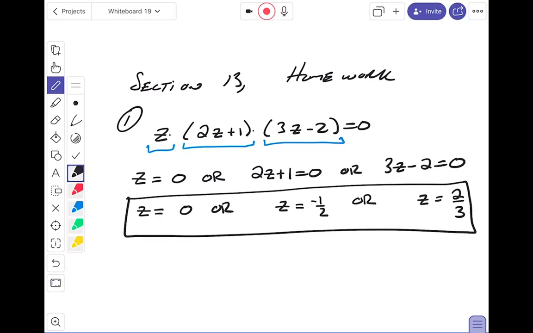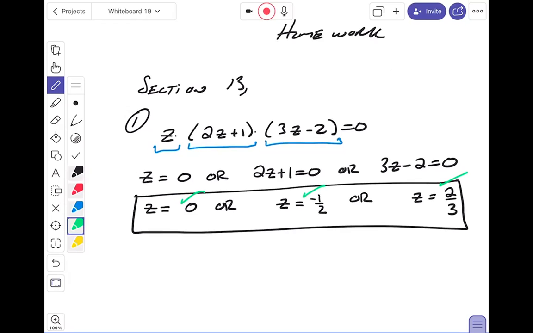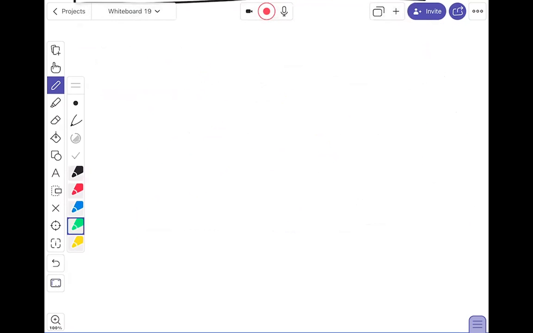I'm going to recommend you look at the answer key. Make sure you're matching those answers. z is 0, minus 1/2, 2/3, connected by the word or. Let's go to number 2. These should be relatively straightforward questions. Again, if you're having trouble with these problems after studying the material, going through the examples, and you still can't do it, come by during office hours and we'll help you with it.